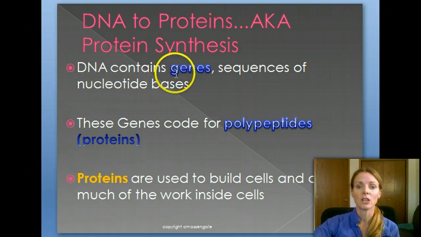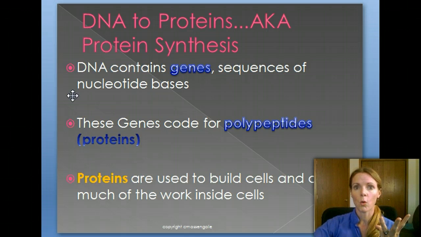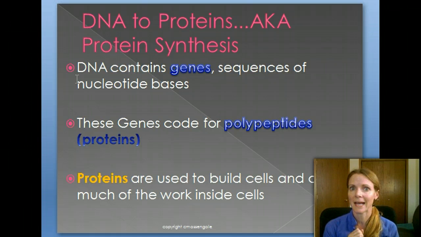So DNA contains genes, obviously, we know that by now, right? Sequences of nucleotide bases, and I hope you guys remember those bases, because the DNA bases, we have A, adenine, C, cytosine, G, guanine, and T, thymine, okay? Those are the 4 bases for DNA. They're going to be ever so slightly different, or one is going to be different when we talk about RNA, okay? So make sure you know those base pairs, and if you don't, go back to my last lesson where I talk about those base pairs in depth.